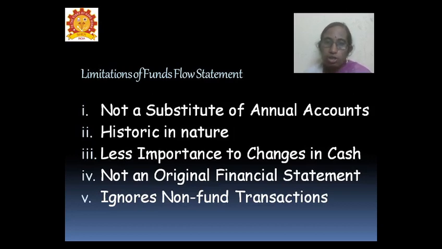The third limitation is that less importance is given to changes in cash. Here we give utmost importance to the working capital nature, so we ignore cash, and less importance is given to the changes in the cash position. Next, it is not an original financial statement. However, we can find the changes in working capital and the adjustments related to non-operating items for the fund flow statement.